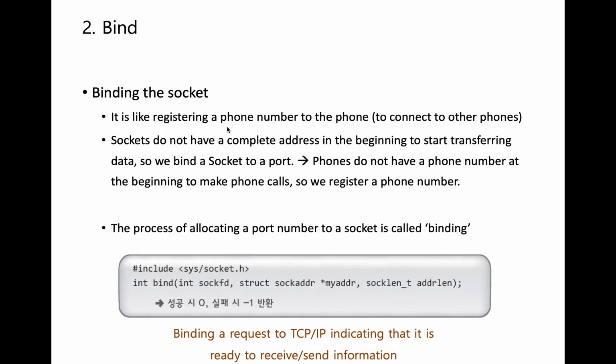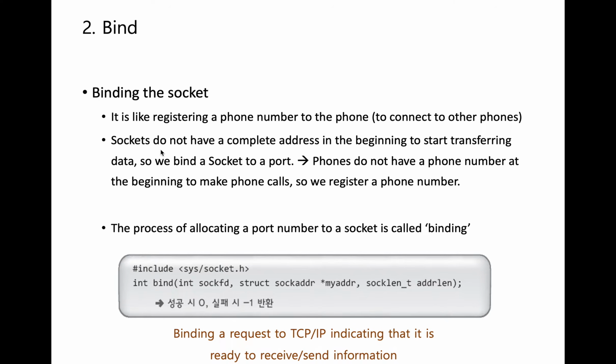So now let's come back to the example of a phone. When we try to call someone, before trying to call someone else, we have to register a phone number to the phone. We have to have a phone number in order to be able to dial another phone number from our phone. So basically, binding the socket means registering a phone number to your device.